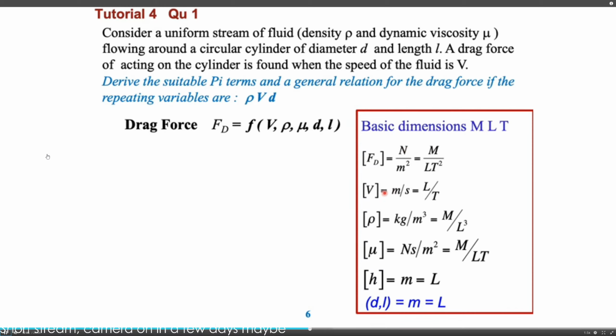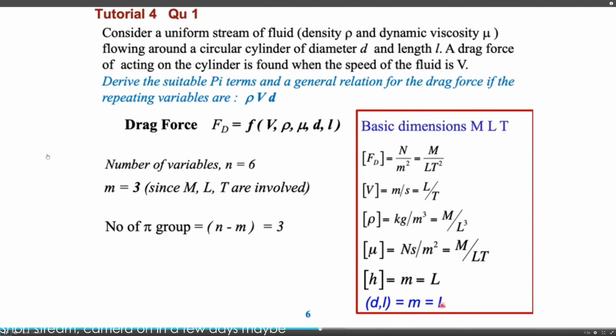Now mass, this is velocity, length per time, density, viscosity, and then in this case you have diameter or length, which the unit is meter, so we have a representation of length. There are 6 variables, and M, L, and T are involved. So m equals 3, hence you have 3 pi groups.